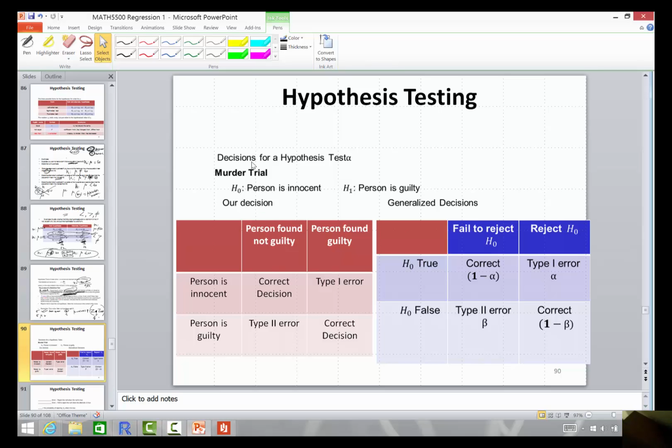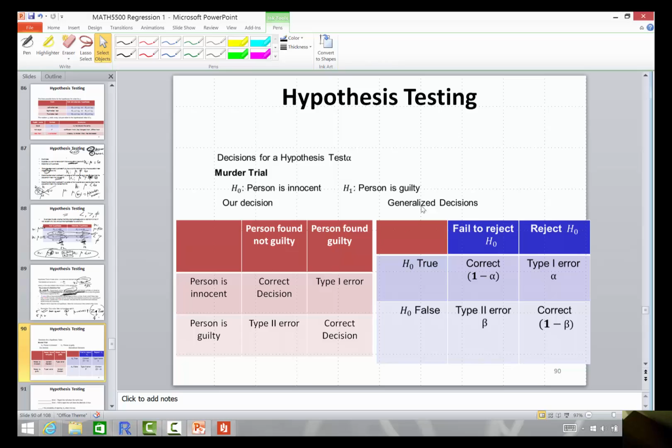case, the murder trial. The null hypothesis is the person is innocent, okay. Whenever somebody is involved in a murder trial, before investigation they assume the person is innocent, that is the null hypothesis, and the alternate hypothesis is the person is guilty, okay.